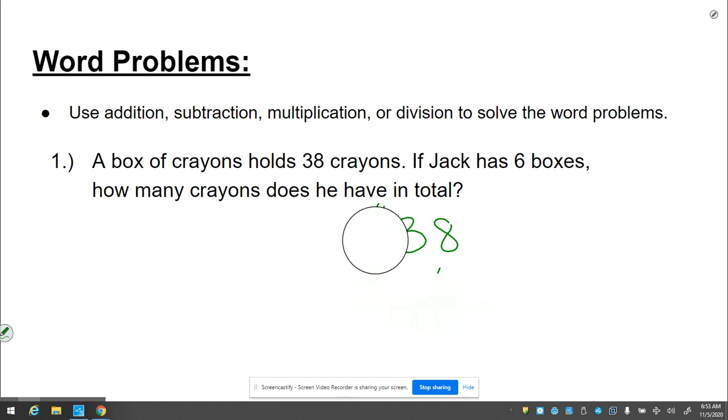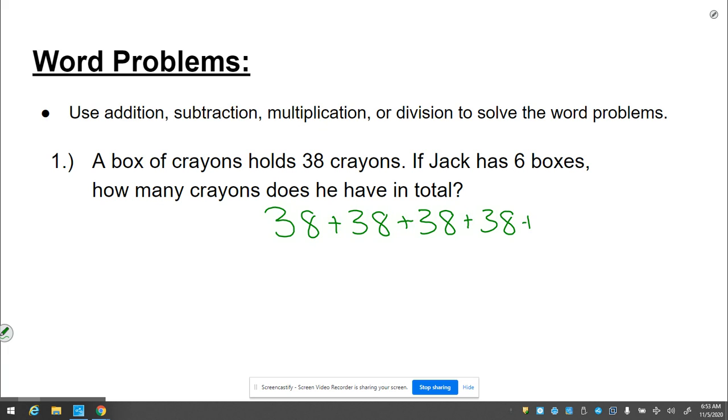Or there's another way to solve this. If you didn't do multiplication, if we remember back, multiplication is basically just repeated addition. So we could add 38 together 6 different times, and we would still get the same answer. 1, 2, 3, 4, 5, 6. So you could also set it up that way, and you would still get the same answer. So if you got that, nice job.